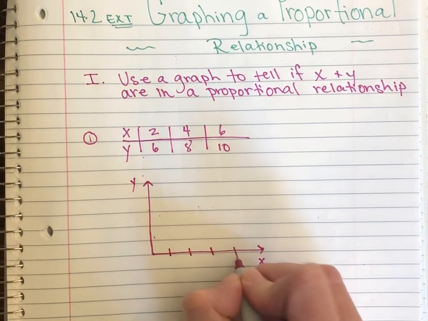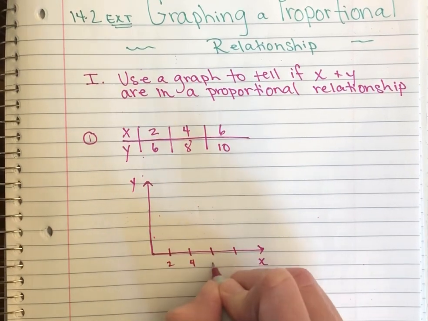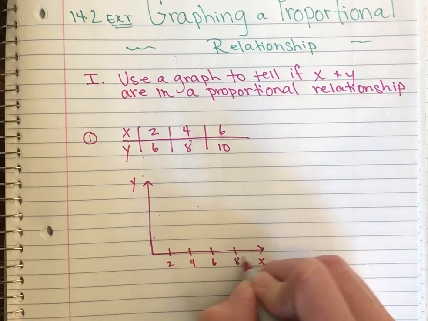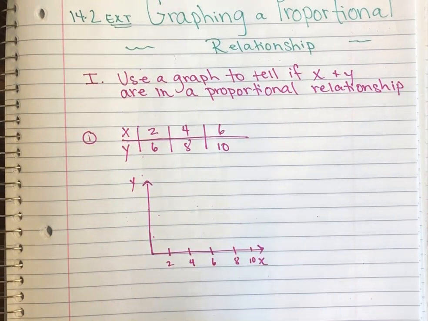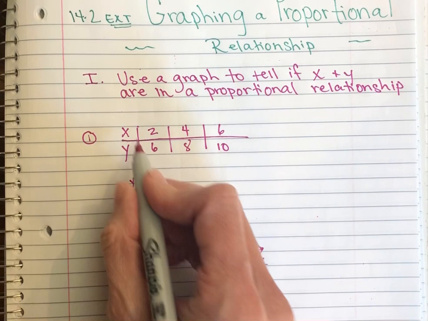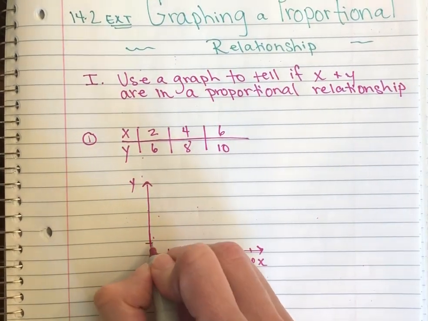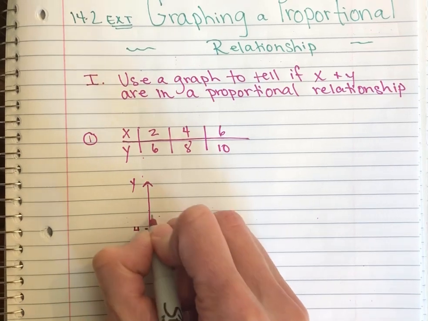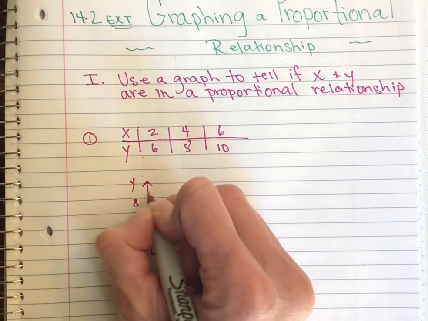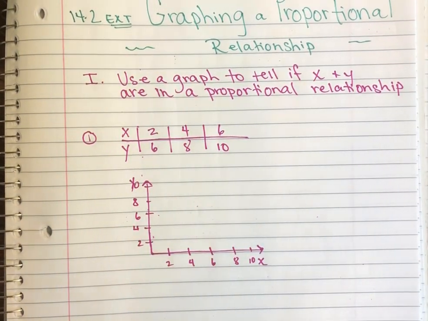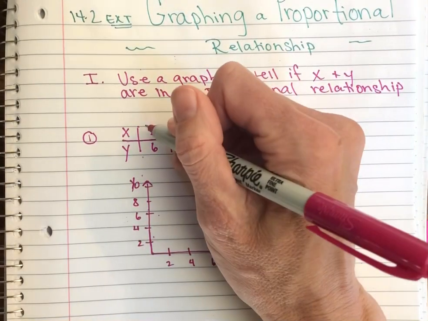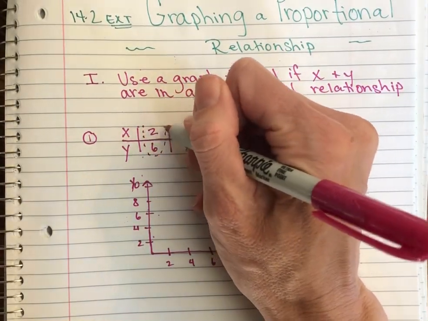We have to count by equal intervals, 2, 4, 6, 8, 10. Okay, I'm going to count by twos. Looks like for the y-axis, counting by twos is also appropriate. 2, 4, 6, 8, 10. And then our numbers here turn into our ordered pairs.